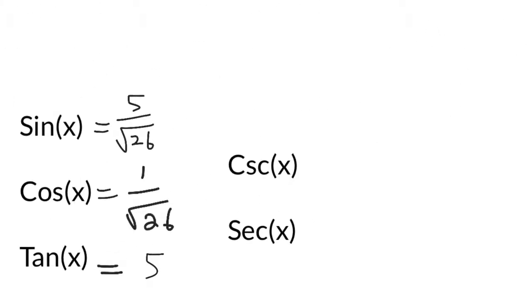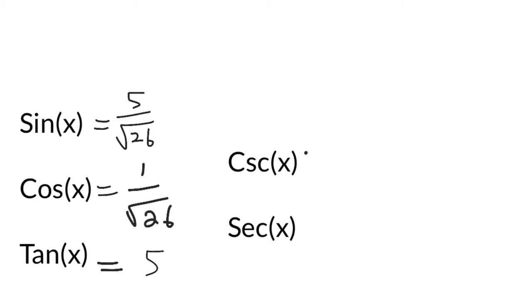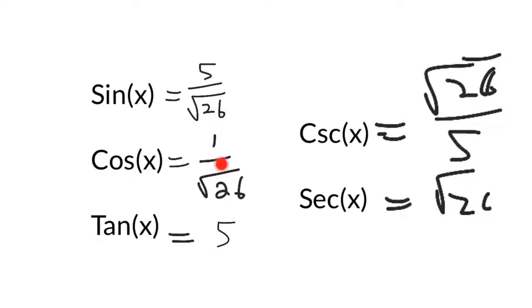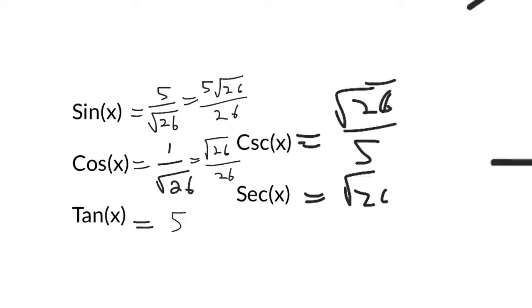Then you can keep on going through. Cosecant is the reciprocal of sine, so that's going to be square root of 26 over 5. And then secant is going to be the reciprocal of cosine, so square root of 26 over 1. We'll just leave that as square root of 26. But for your final answer, you might not want to have radicals in the bottom. You just multiply the top and the bottom by square root of 26. So that's all of them.